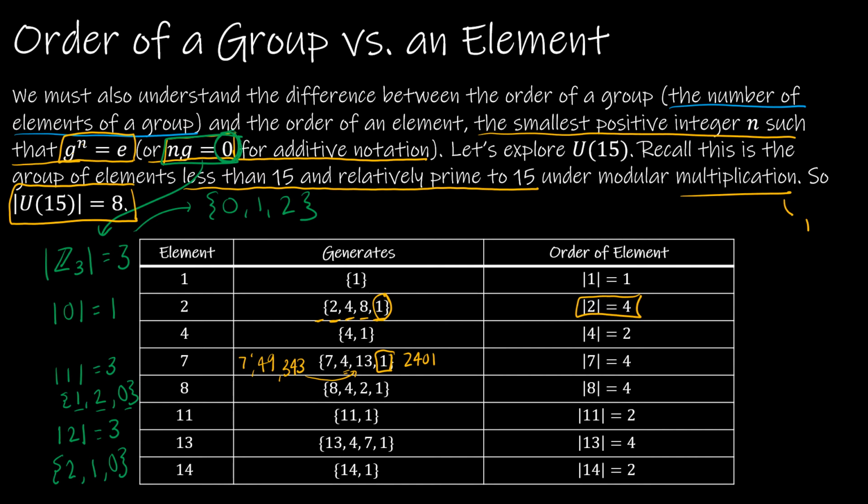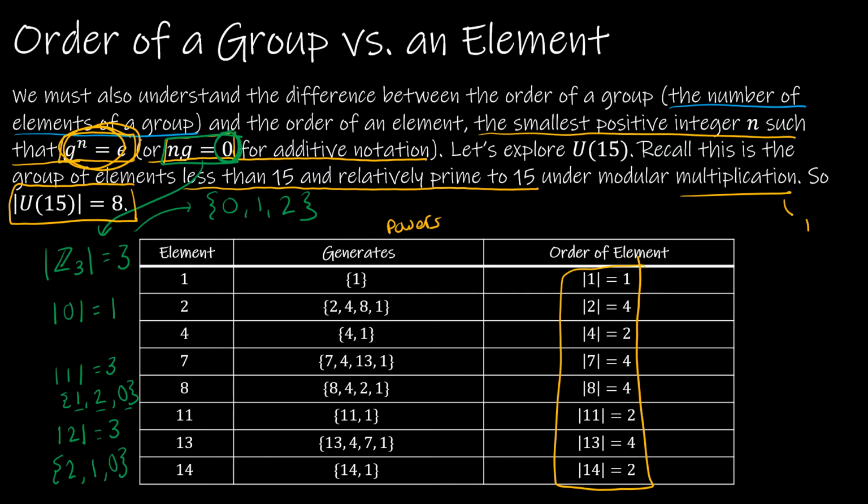So remember, here we're looking at powers because it's multiplicative. So that's g to the n is equal to e. So you can feel free to look at the rest of those, what they generate. Obviously, I've done it ahead of time so I know that they're correct, but then these are the orders of each of those elements.